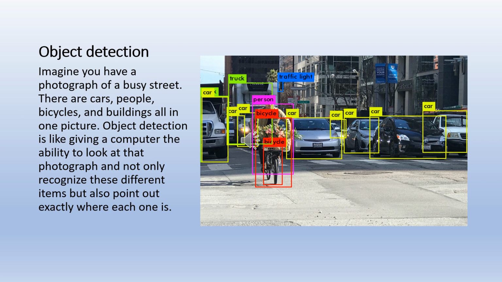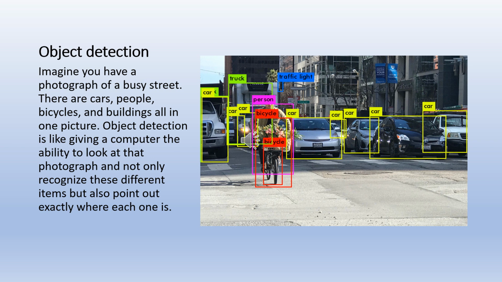Okay, so what is object detection? We can see an image here, and there are many bounding boxes that say whether something is a car. Here we can see a traffic light, a person, a bicycle, a car.